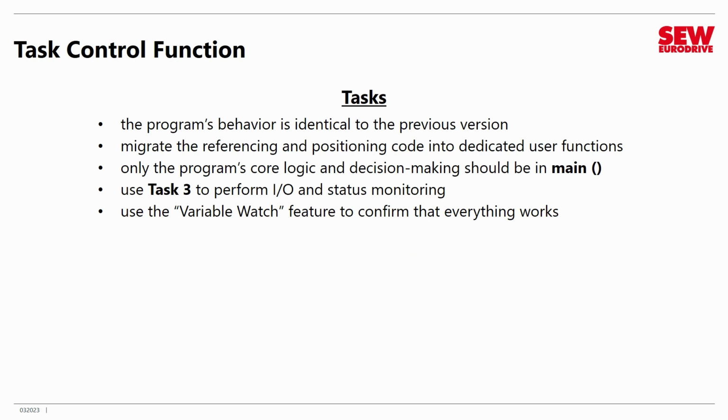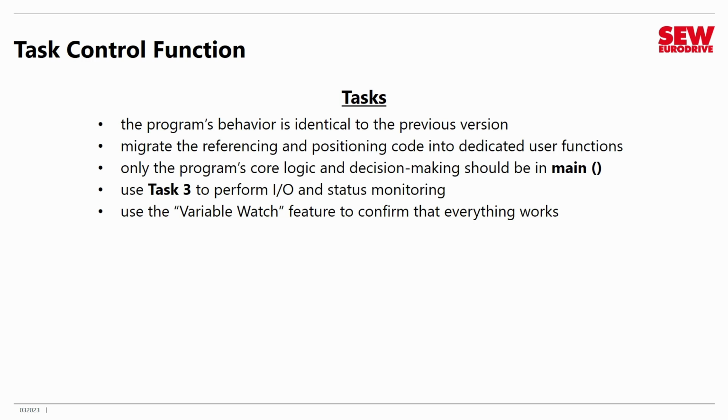It has no change in its basic behavior, so it's still a positioning conveyor, but I'd like you to do a few things to make it a better piece of code. First of all, migrate the referencing and positioning code into 2 dedicated user functions, so take them out of main. I would like only the program's core logic, like the initialization and decision-making structures, to be in main, and then that logic in turn will call your user functions to reference and position.